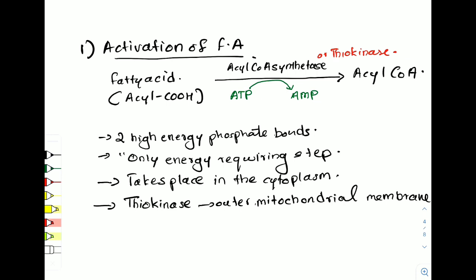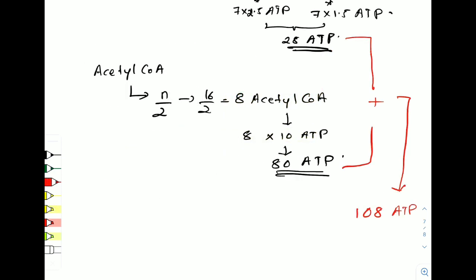Earlier we had studied that the first step of beta oxidation, or the preparatory step, included the activation of fatty acid into acyl-CoA, and this step required the presence of thiokinase enzyme and ATP, which was converted into AMP. So as mentioned here, 2 high energy phosphate bonds are used. Now since these 2 high energy phosphate bonds are consumed, we have to deduct that from the total amount. So the net ATP produced in the oxidation of 1 palmitic acid is 106 ATP. So now with that we have come to the end of this topic.